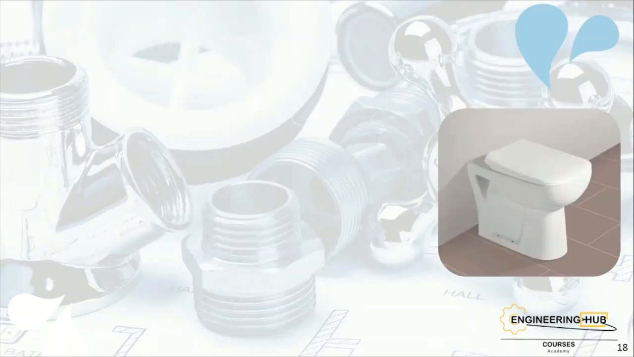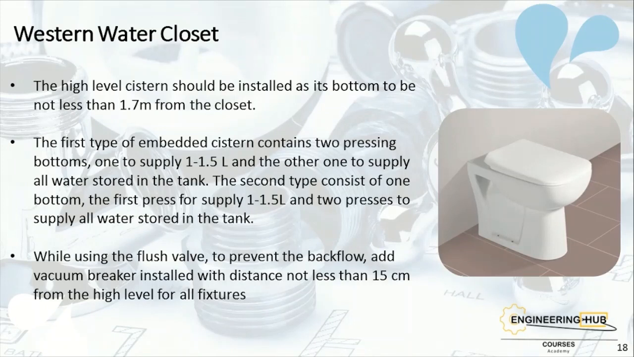Then we'll talk more deeply about the western water closet. In the western water closet, the high-level cistern differs a little from the eastern one, so its bottom should be away from the water closet by a distance of 1.7 meters.